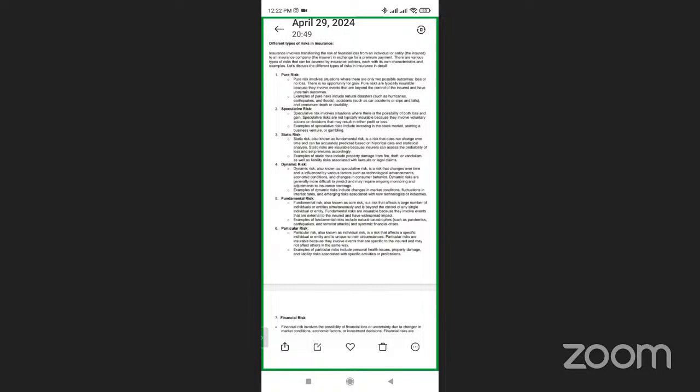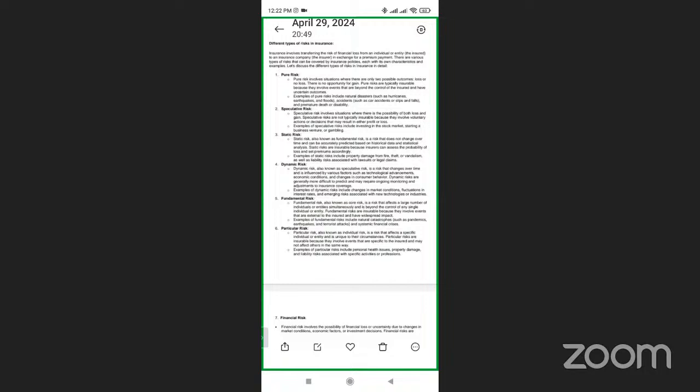Examples of dynamic risk include changes in market conditions, fluctuations in the interest rate, and emerging risks associated with new technologies and new industries. So such risks, dynamic risks, are not insurable, because they go on changing with the change in time. So it is not possible for the insurer to predict properly whether this risk will happen or not. It is very difficult to predict. So static risk is insurable, but dynamic risk is non-insurable. Pure risk is insurable, speculative risk is non-insurable.